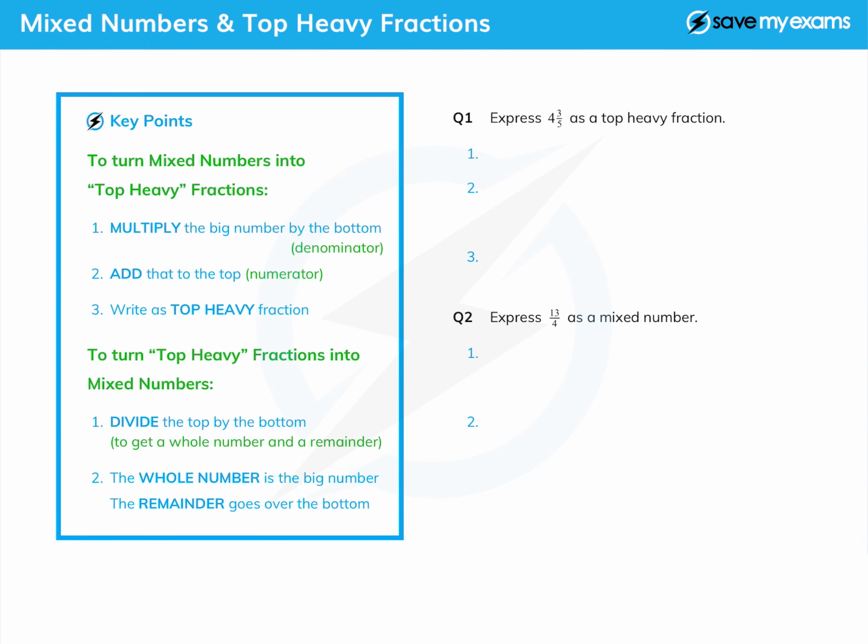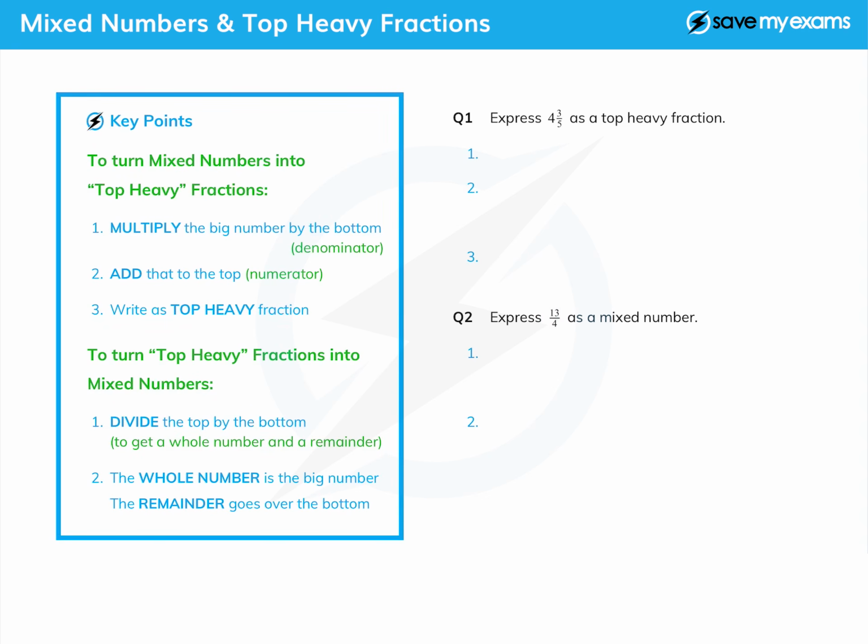So this tutorial deals with mixed numbers and top-heavy fractions and how we turn one into the other. A mixed number looks a bit like this. Have a look at question 1 there. 4 3/5. And a top-heavy fraction looks a bit like this. Look at question 2. 13/4. Just the top is bigger than the bottom.